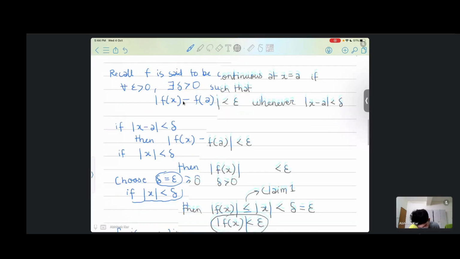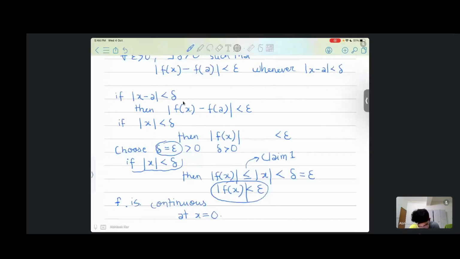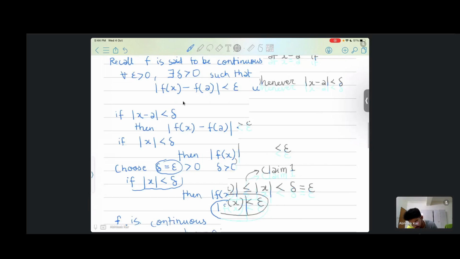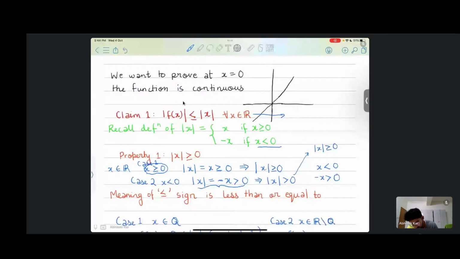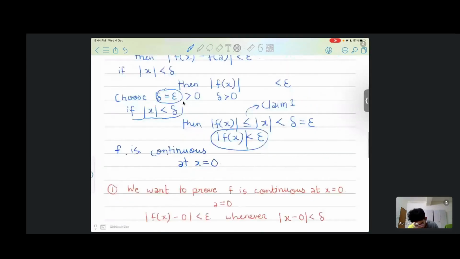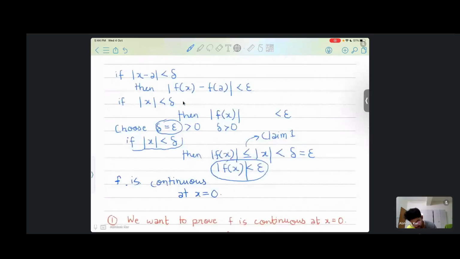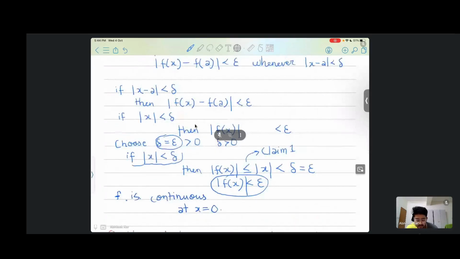And with that we are done with the proof. So now you realize why I was trying to prove claim 1. Because if we can prove claim 1, then we can use it here and complete the argument. So that's it for now.